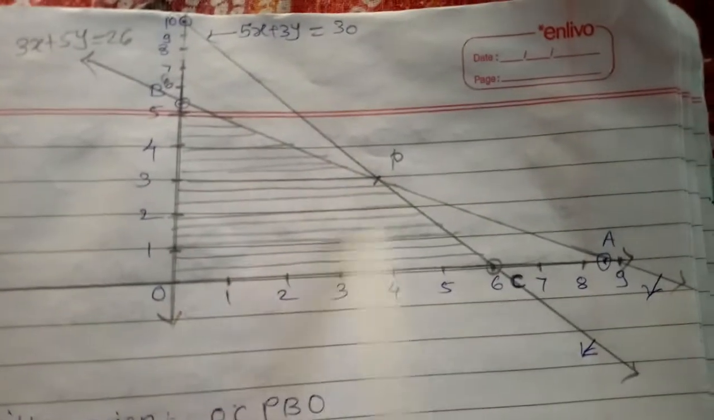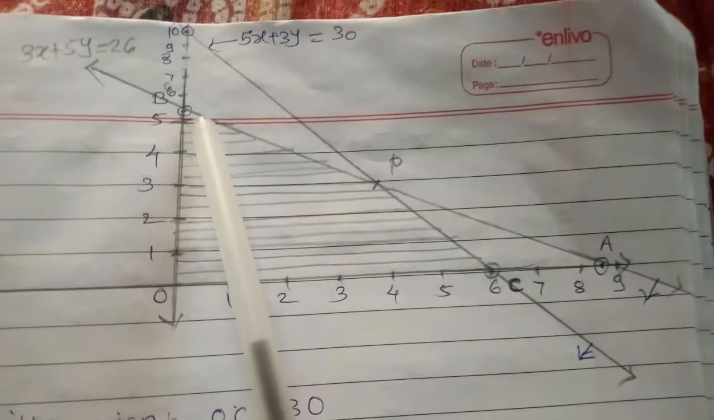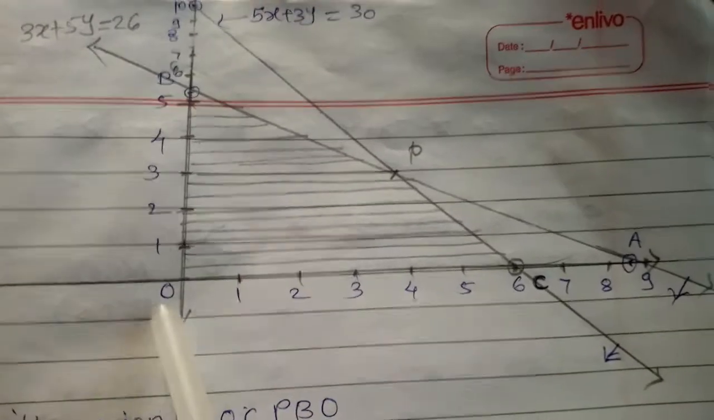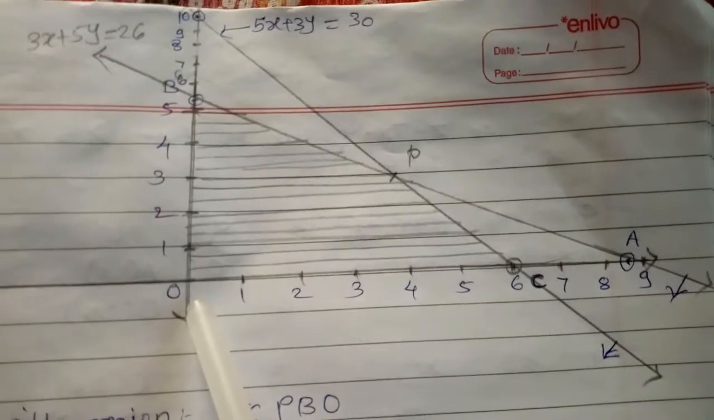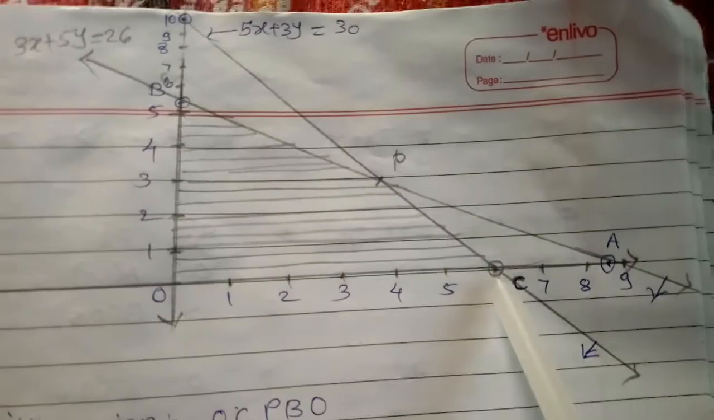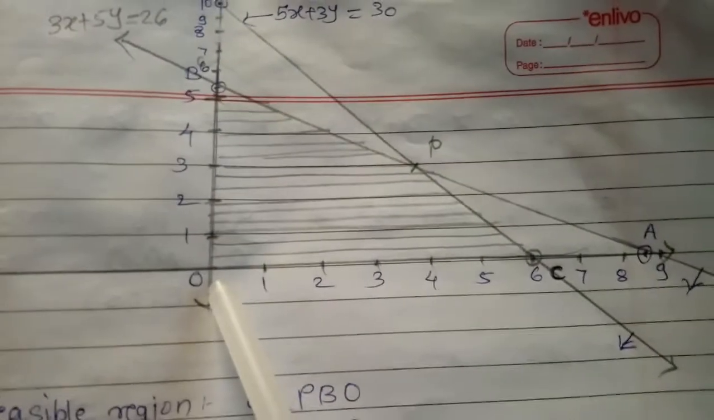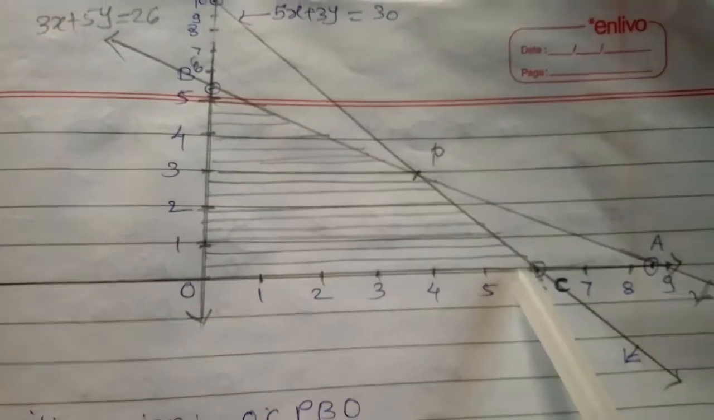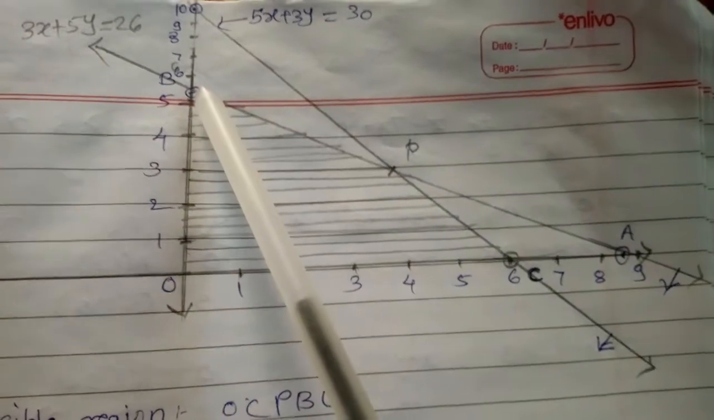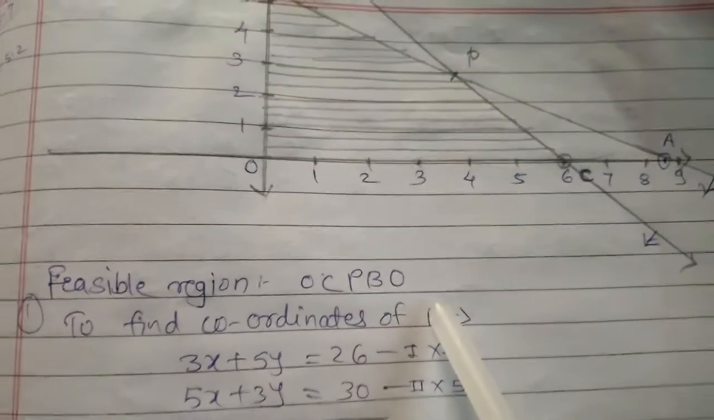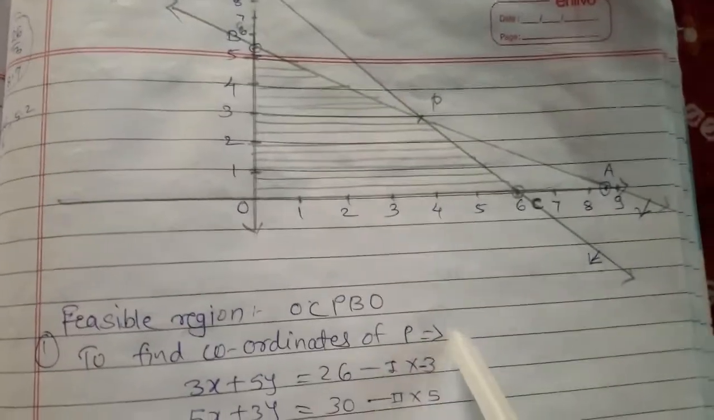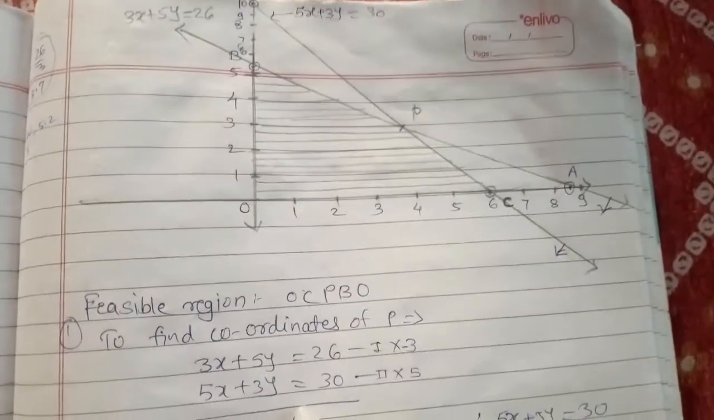So this region is called a feasible region, and it is bounded. So the bounded region we can say is O, C, P and B. Again I repeat, O, C, P, B and again O. So this is called a feasible region. So again we use here the corner point method.